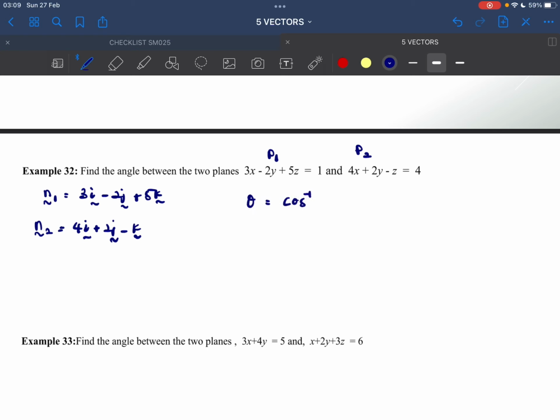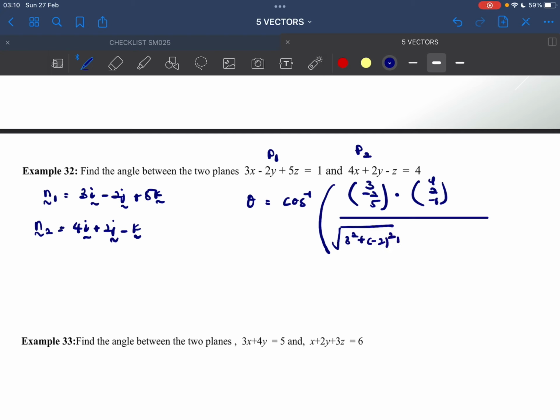Theta is equal to cos inverse, exactly the same thing as before. Just now we are using the normal for the plane. So here we have (3, negative 2, 5) dot with (4, 2, negative 1) divided by the magnitude of those two things. We have square root of 3 square plus negative 2 square plus 5 square, and 4 square plus 2 square plus negative 1 square, and we should have inverse cos. The dot product 12 minus 4 minus 5 will have 11, right? Okay, and here we have 9 plus 4 plus 25.